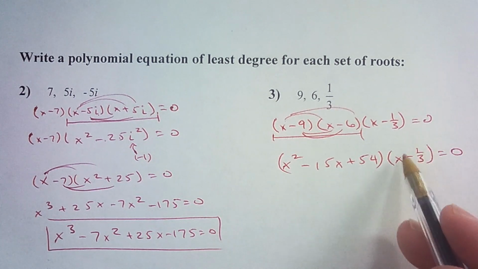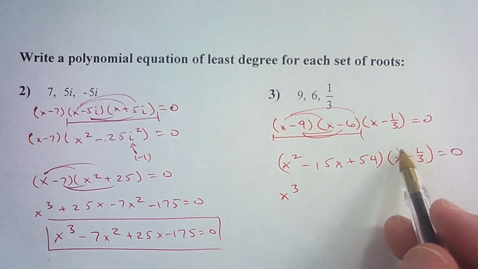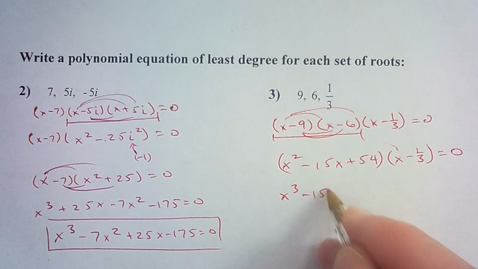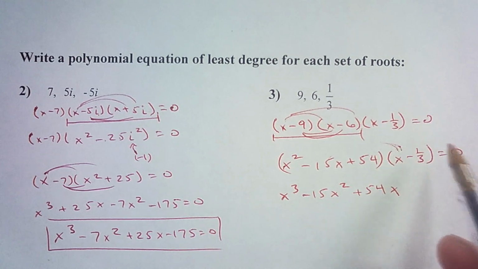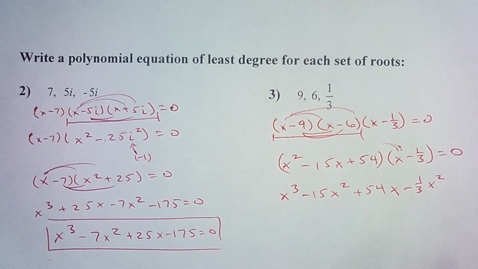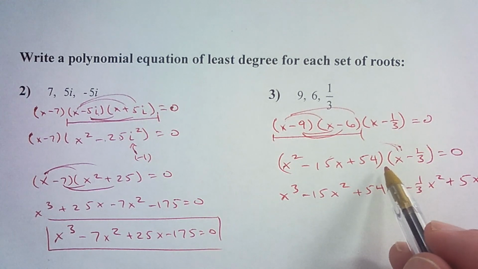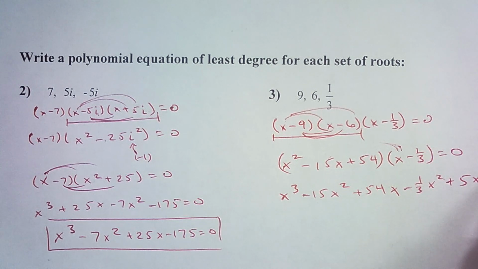Now I'll distribute this x minus 1/3, so I've got x cubed minus 15x squared plus 54x, and then I'll distribute the negative 1/3, so minus 1/3 x squared. Then negative 1/3 times negative 15x is positive 5x, and then 1/3 of 54, so 54 divided by negative 3, is negative 18.